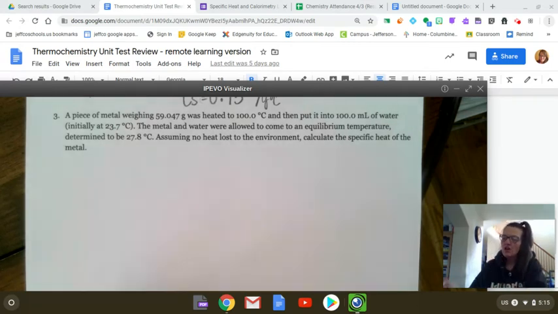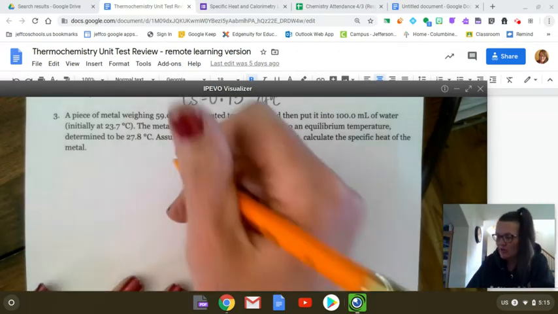Okay, so because of that, we can set those energy values equal to each other. In theory, it should be a perfect transfer of one to the other. Now, in reality, energy is lost to the container and the environment and all that fun stuff, but we're not going to worry about that.